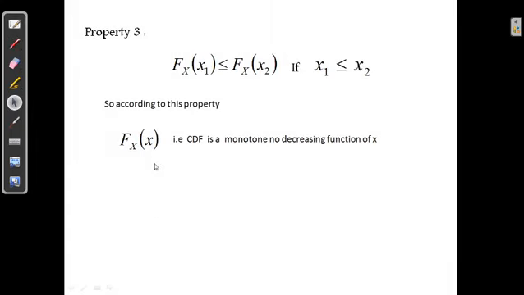Next, the property 3. Okay, in this case, F_X of x1 will always be less than F_X of x2.